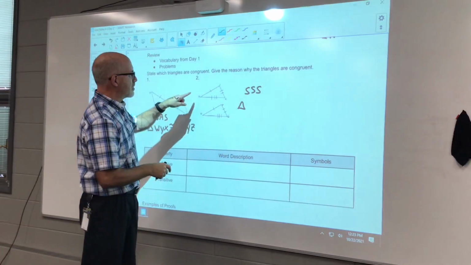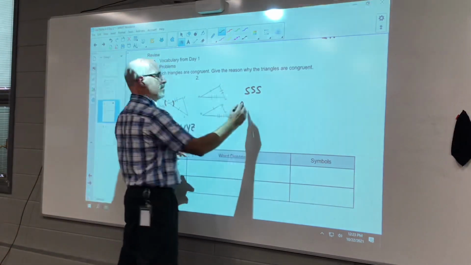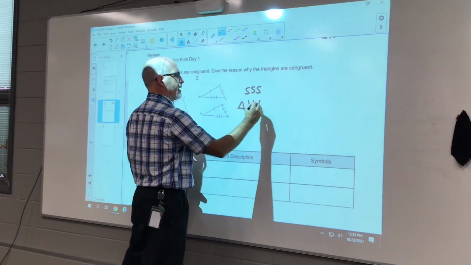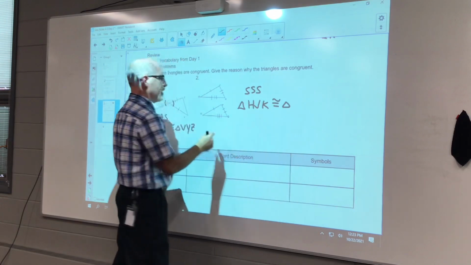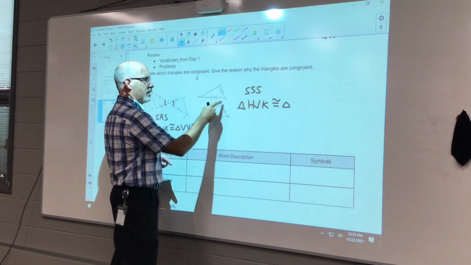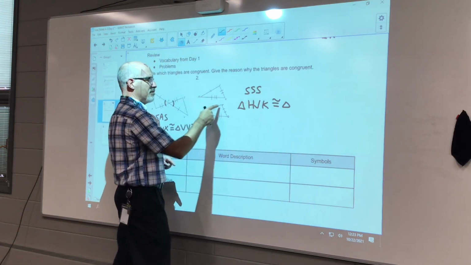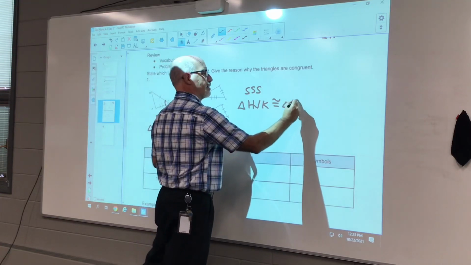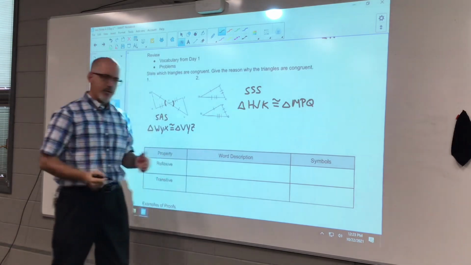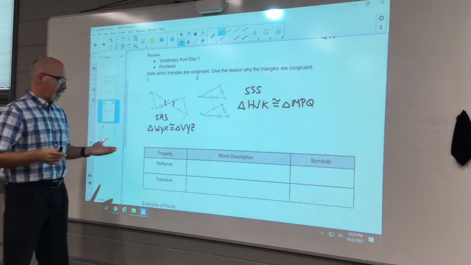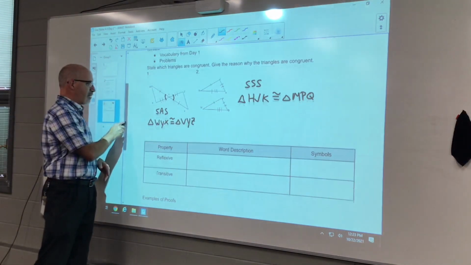Okay, so this one I'll start with the H, go up the single, H, J, K is congruent to. On this one, I started at the single, I went up that toward the double, so M, P, Q for our congruency corresponding. All right, now let's do a little bit of review of some properties because we'll be using these in proofs.